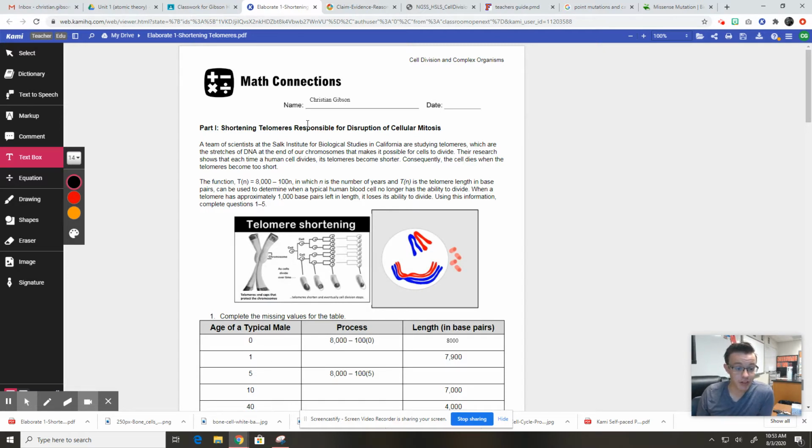All right, so we have a function here. The function T of n equals 8,000 minus 100 times n, in which n, the variable n, is the number of years and the function T of n is the telomere length. So that's basically just an equation to figure out the length of the telomeres. You start with 8,000 and you subtract 100 times whatever the number of years that have gone by. Super simple. This is Algebra 1.